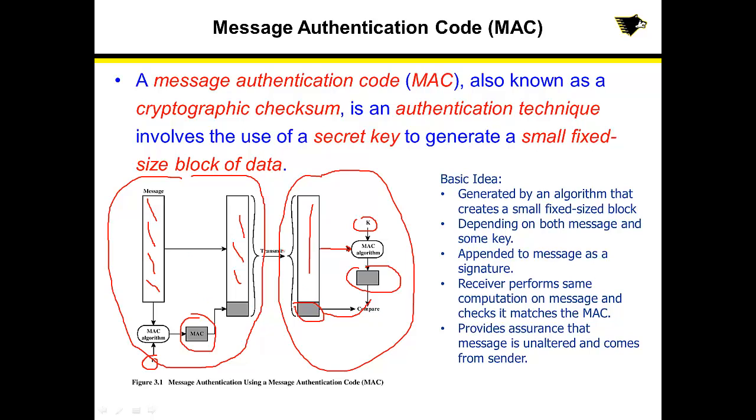If some hacker in the middle changes the message, then the message is sent to the MAC algorithm with the K, so this MAC code will be different from the MAC code sent by the sender. That means some hacker has attacked the message and modified it. That's the basic idea.